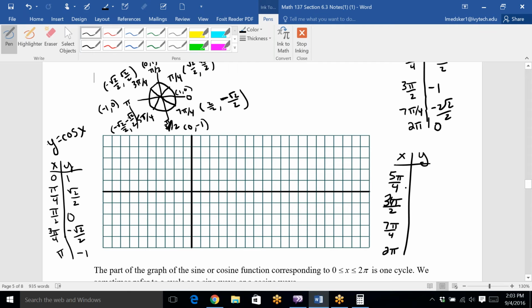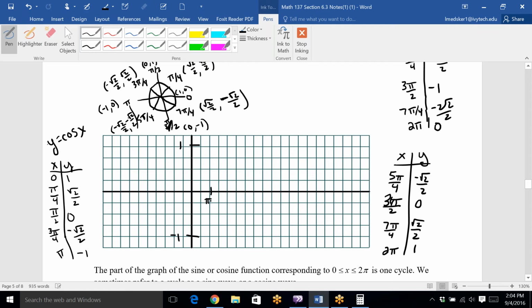At 5 pi over 4, it's negative square root of 2 over 2. At 3 pi over 2, the x value is 0. At 7 pi over 4, the x value is the square root of 2 over 2. That little square root erased for some reason. And back at 2 pi, we're back to 1. So notice this is just offset. The same pattern is repeating as before. It's just starting differently. So if we have this marked as our 1, here's our -1.